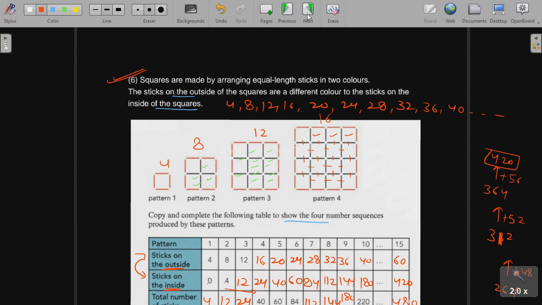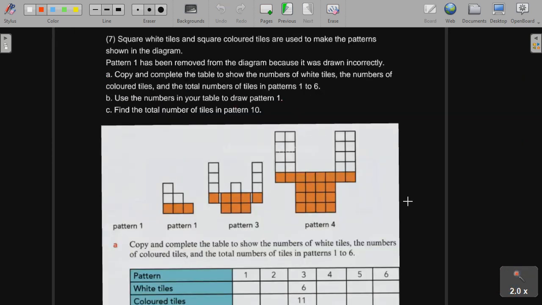Okay. So moving to the last one, which is 7. Square white tiles and square color tiles are used to make the patterns in the diagram. Pattern 1 has been removed from the diagram because it was on the clay. Okay, so this one is pattern 2. Okay, we have to find what is pattern 1.